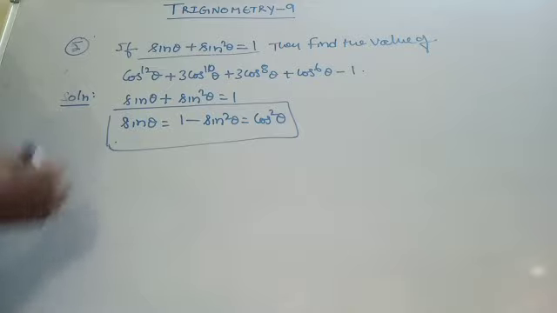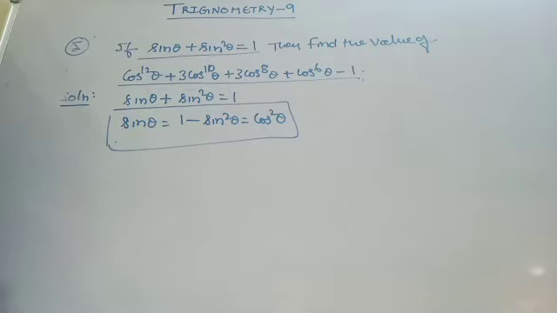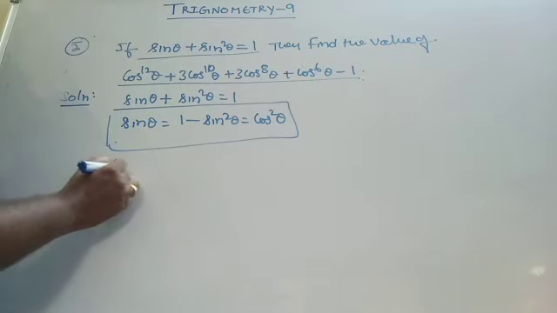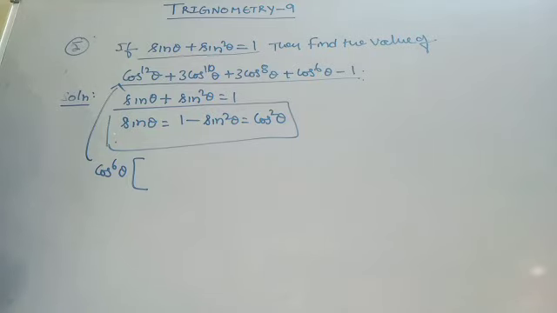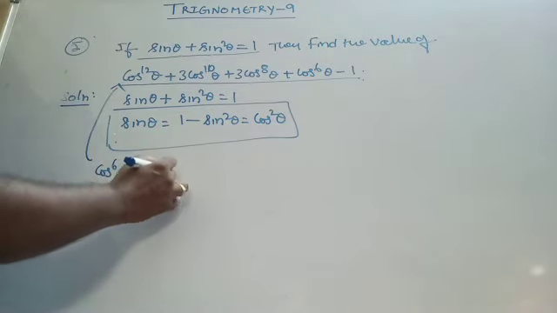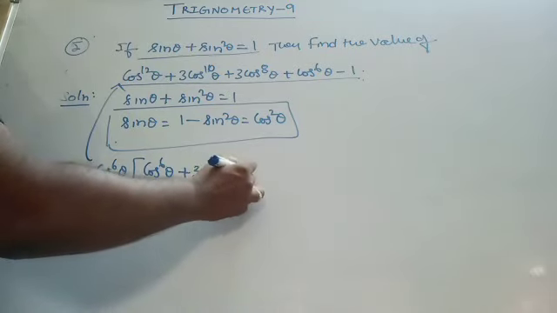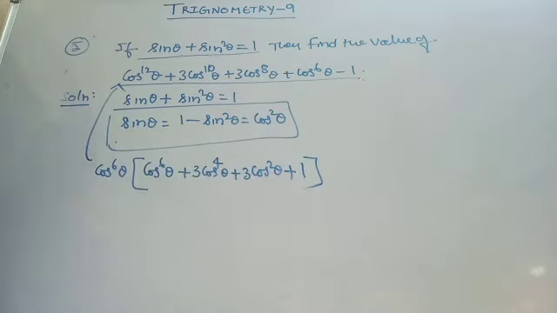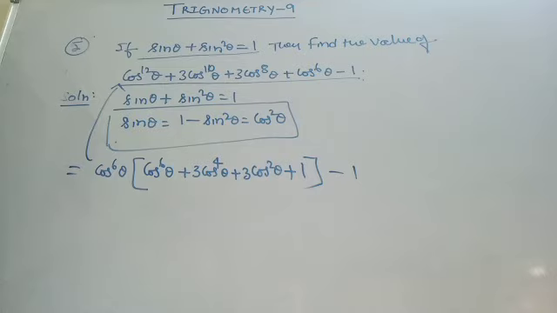Now we need to find the value of this. From the given expression, I will take cos power 6 theta common. Once you take cos power 6 theta common, this becomes cos power 6 theta plus 3 cos power 4 theta plus 3 cos square theta plus 1, and minus 1 like this. Wonderful. That means we have got this.